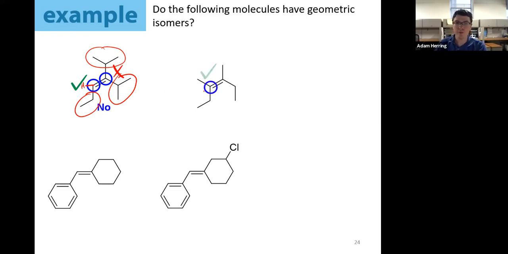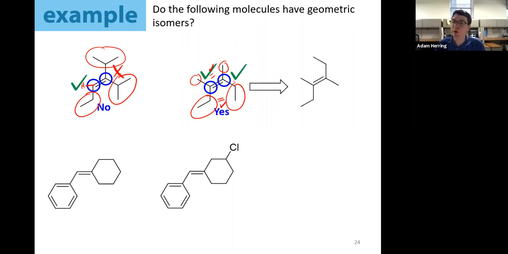This molecule, this carbon is good. It has a CH3 and then a larger hydrocarbon chain. This carbon also is good. It has a CH3 and then a larger hydrocarbon chain. So you'll notice it doesn't matter that these two are the same. That's okay. And that these two are the same. That's okay. What we need is the two groups that are attached to the same carbon to be different. And this is what its geometric isomer would look like.